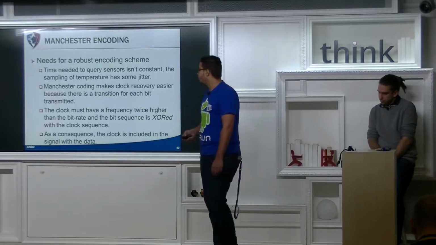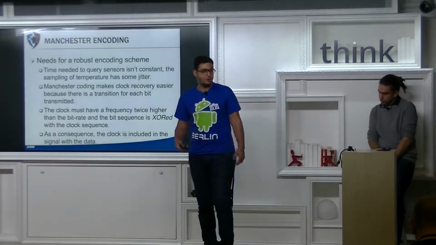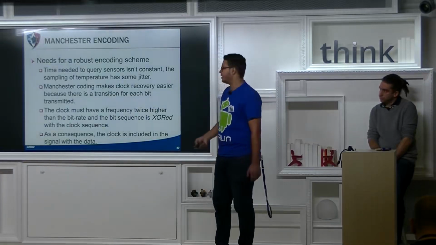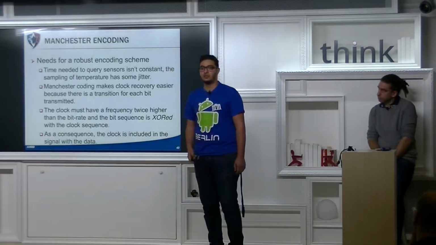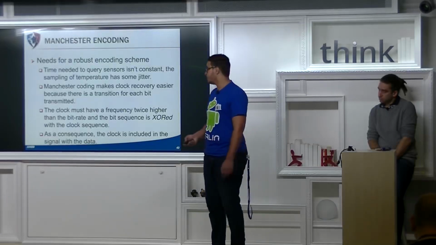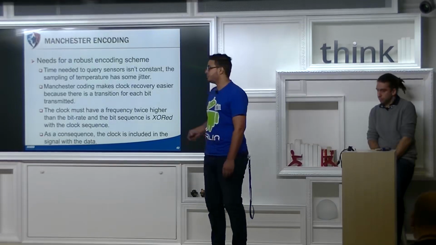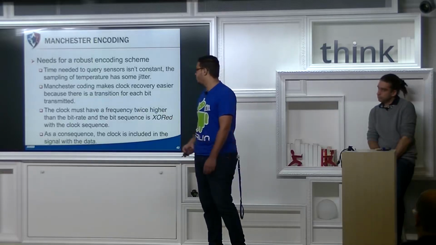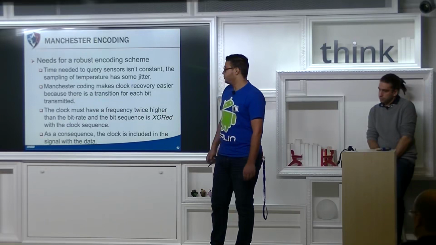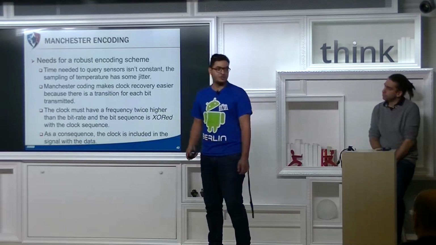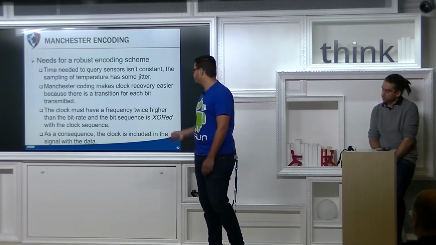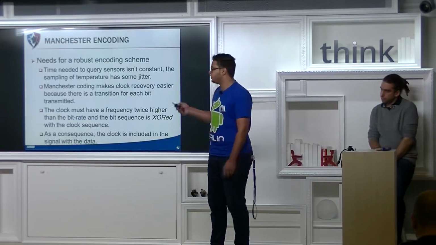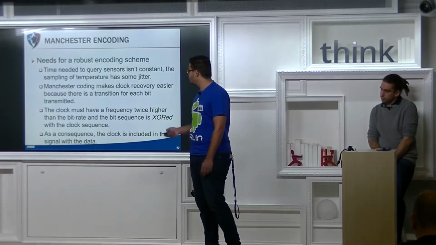In order to define a robust encoding scheme, we can think a long time on that, but basically people working on radio communications have been working on this for a while, and we just try to define the best way for setting up a good communication channel. So the main limitation we had is the time needed to query the sensor, which is not constant. The sampling of the temperature has some jitter. And we know as radio com engineers that with Manchester coding, clock recovery is easier because there is a transition between each bit transmitted. So that's the main encoding scheme we defined.